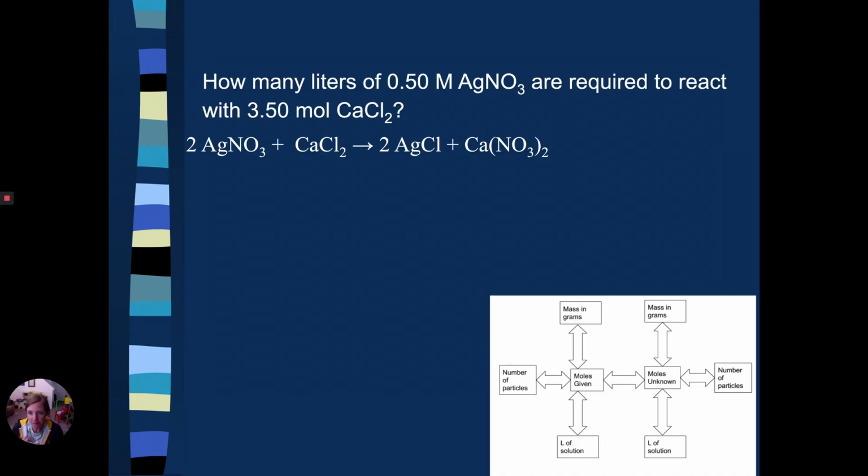Let's try this problem. It says, how many liters of a 0.5 molar silver nitrate are required to react with 3.5 moles of calcium chloride? Just like before, the first thing we want to do is identify what we know and what we are trying to find so that we can use our map to guide us. I'm going to circle liters here because that's what it's wanting us to find. And then it's giving us molarity. So this piece of information is going to be important.